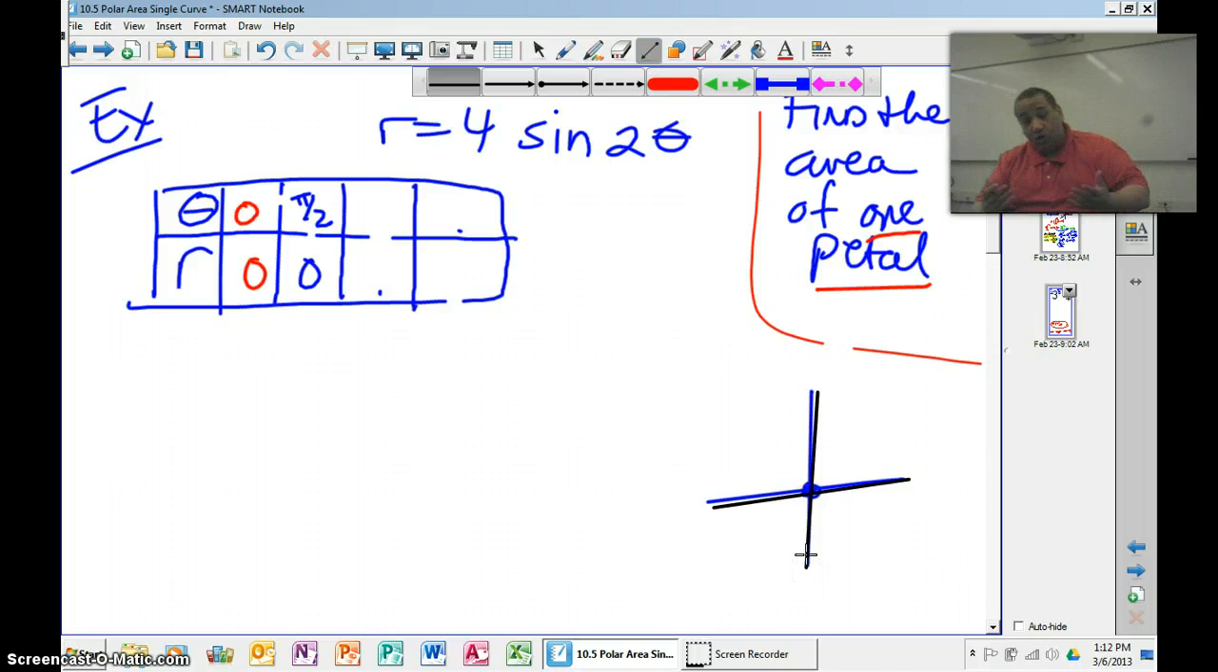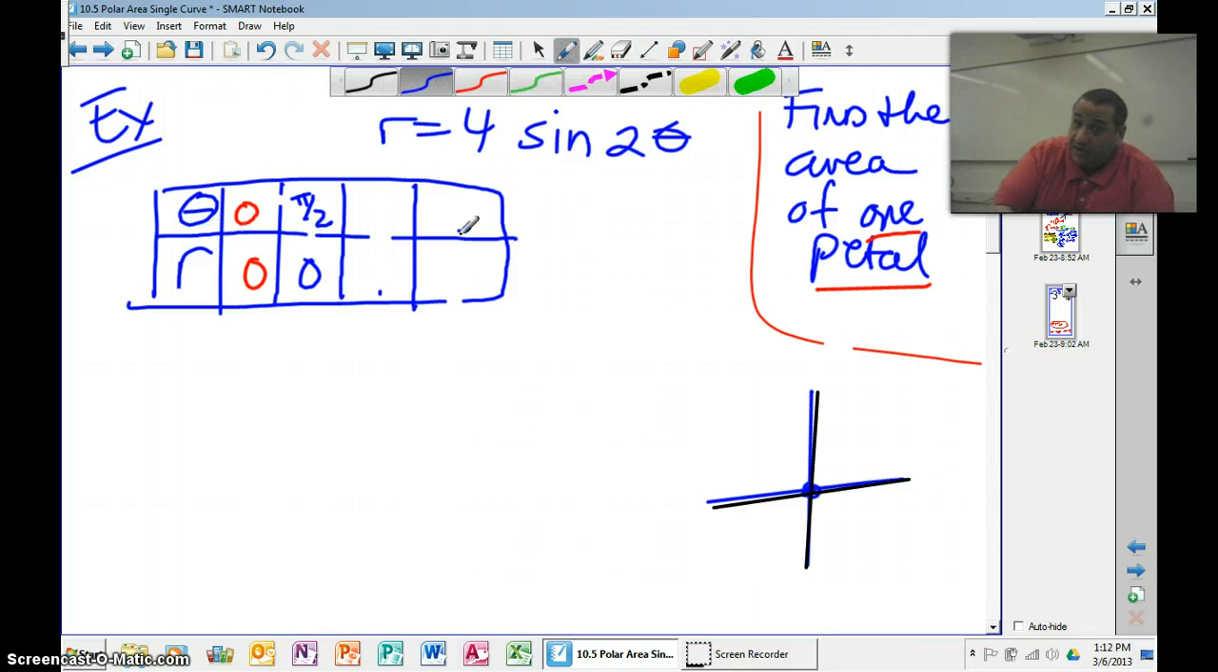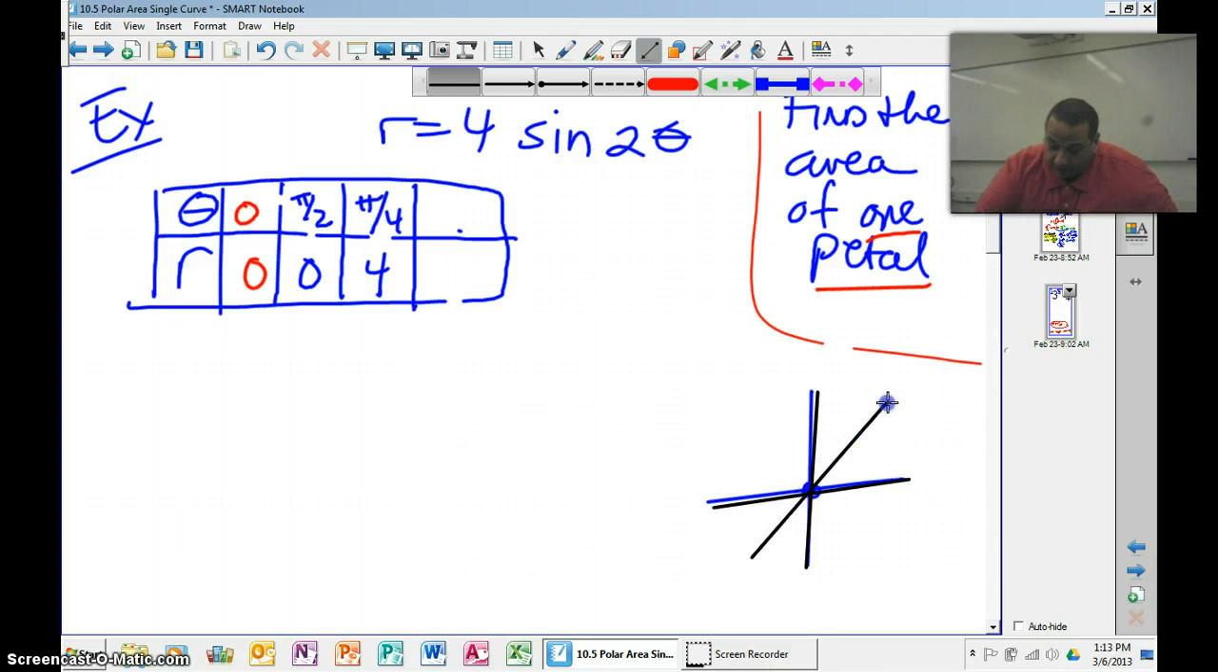So now we have to choose. Let's choose something in between that. All right, so let's go pi over 4. Maybe pi over 4 will give us something. All right, so now this table is not going to be in order, but at least it's trying to help me go through it. So here, let's go pi over 4 now. All right, pi over 4, this is sine of pi over 2, which is 1, and now I get 4. So at the radial line, pi over 4, which is right in the middle, okay, I get 4.